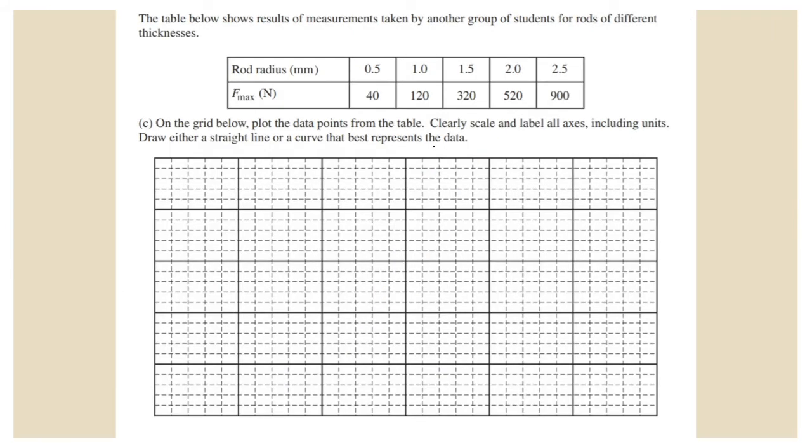All right, so the next part, part C, says the table below shows results of measurements taken by another group of students for rods of different thicknesses. And it says on the grid below, plot the data points from the table. Clearly scale and label all axes, including units. Draw a straight line or a curve that best represents the data.